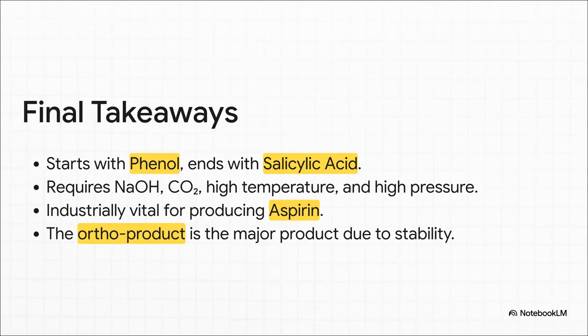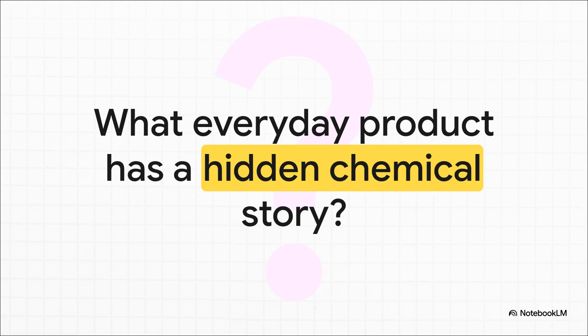All right, let's bring it all together. What are the absolute key takeaways from all this? Number 1, Kolbe's reaction turns phenol into salicylic acid. Number 2, it needs a strong base, CO2, and some serious heat and pressure to get the job done. Number 3, it's the industrial backbone for making aspirin. And finally, remember, the ortho-product is the winner because it's just more stable. So from a simple phenol all the way to the precursor for aspirin, Kolbe's reaction is just a perfect example of incredible chemical ingenuity. It really makes you wonder, what other everyday products that we totally take for granted have a hidden story, a clever bit of chemistry that's just as fascinating?